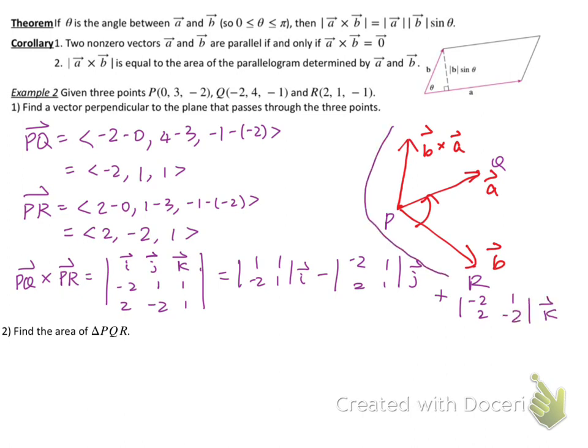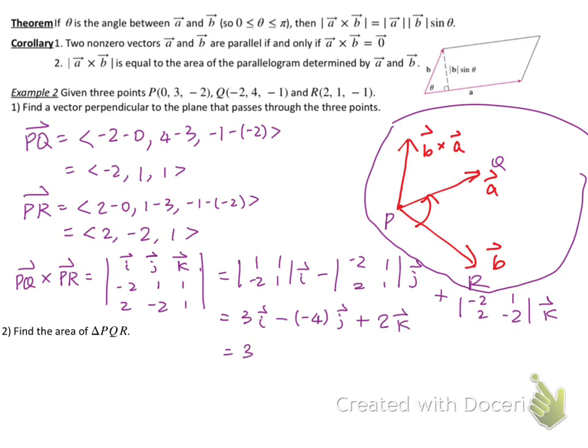And let me take that away. This equals 1 minus negative 2, that's 3i, minus negative 2 minus 2, negative 4j, plus 4 minus 2, 2k. Or 3i plus 4j plus 2k.